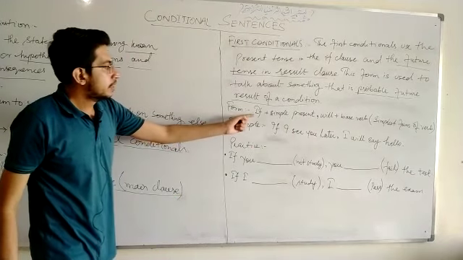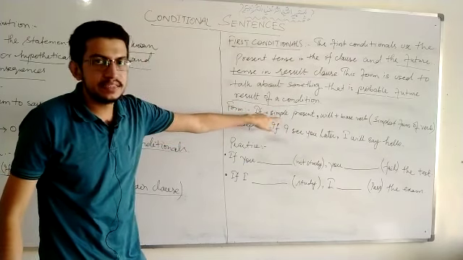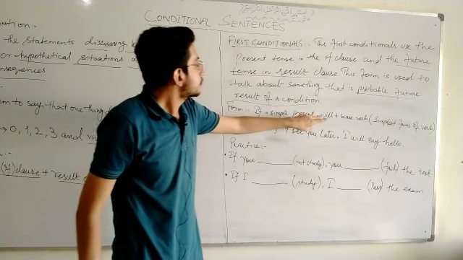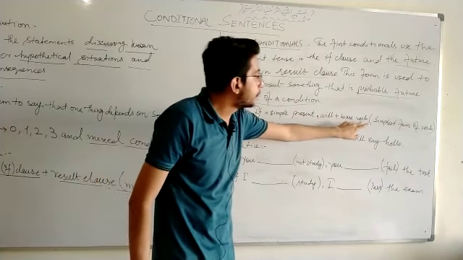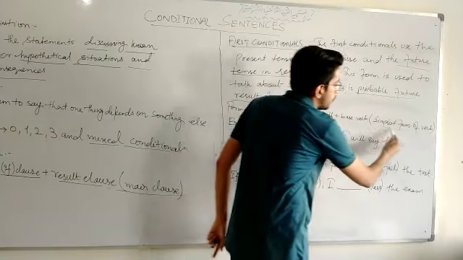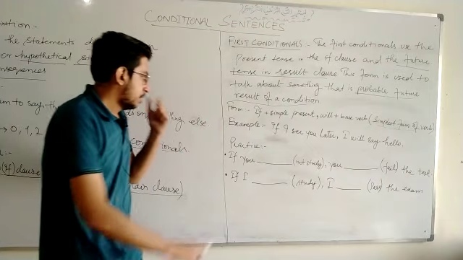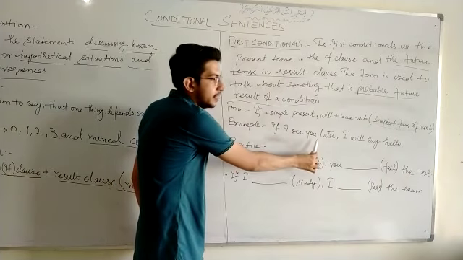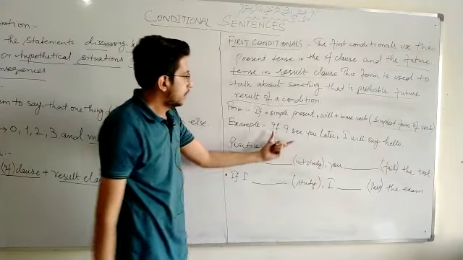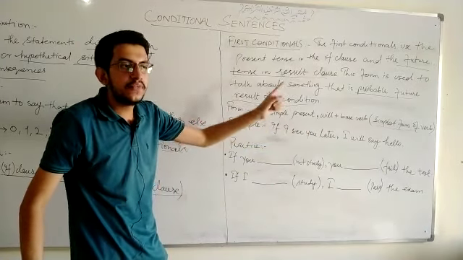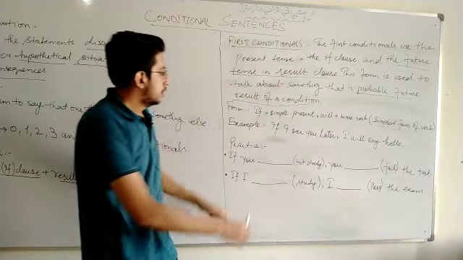Form: the same if in the conditional clause plus the simple present, as per the definition, and comma, then will plus base verb. Base verb means the simplest form of verb. Example: if I see you later, I will say hello. So there is possibility. If I see you later, I will say hello.